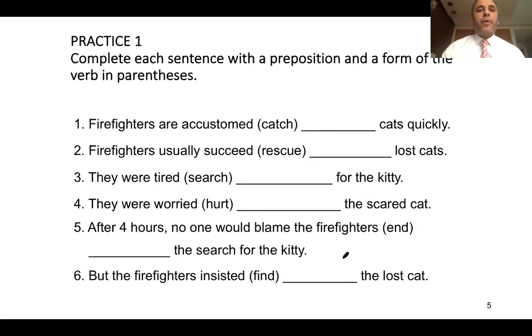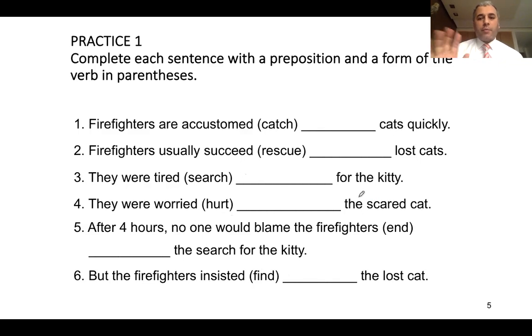Here, this is just a practice test for you. I want you again to pause the video and do the answers, and then after this, come back to continue for the correction. In these sentences, you need to complete the sentence with a preposition and the form of the verb in parentheses. So these are the verbs and you need to put them in the correct form in these sentences. So please pause the video, take your time, write your answers, and then after you are done, come back to have a look at the answers in order to correct yourself.